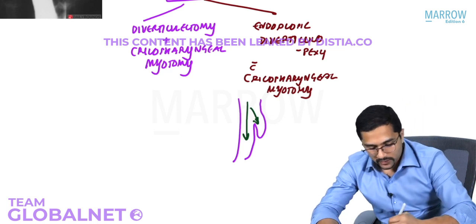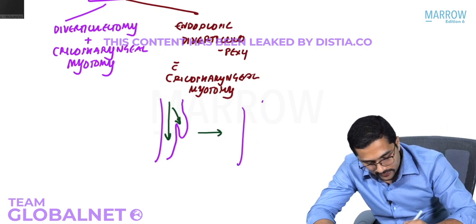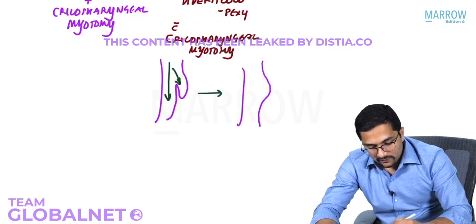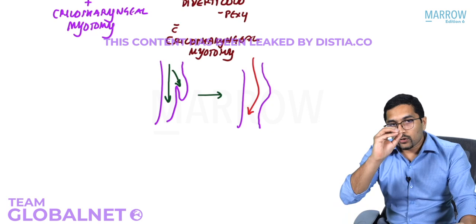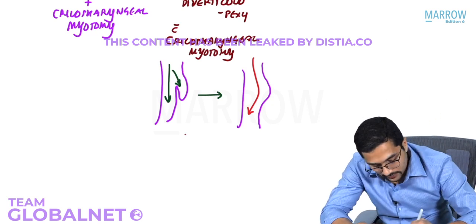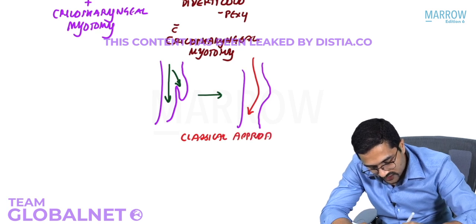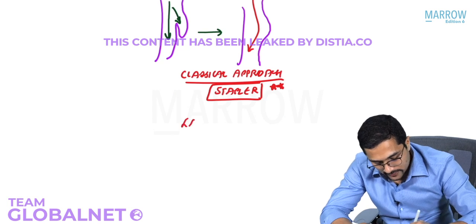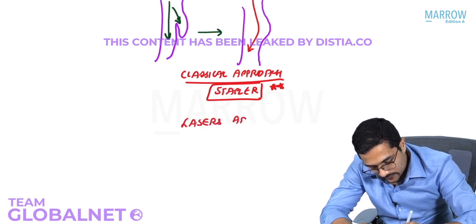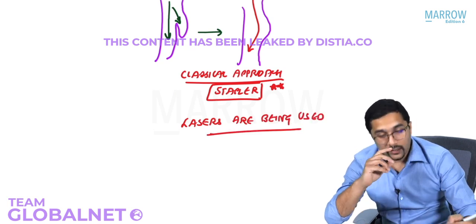And if I open up the mouth of the diverticulum, the final orientation which I get is somewhat like this. The advantage of this is that food will not stagnate, food will come down. Now, how do we carry out this diverticulopexy? The classical approach, and this was asked in the NEET exam 3 years back, is to use a stapler. Lasers are being used now, but the classical approach is using a linear stapler.